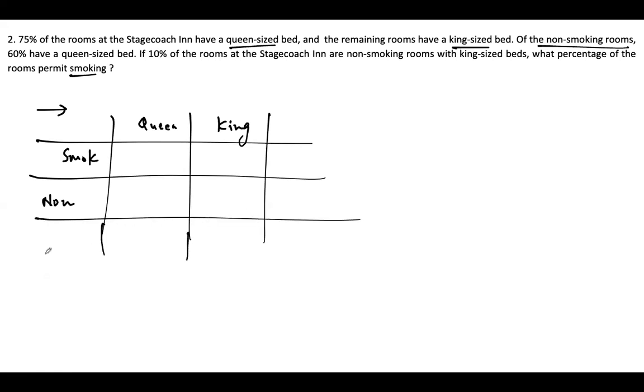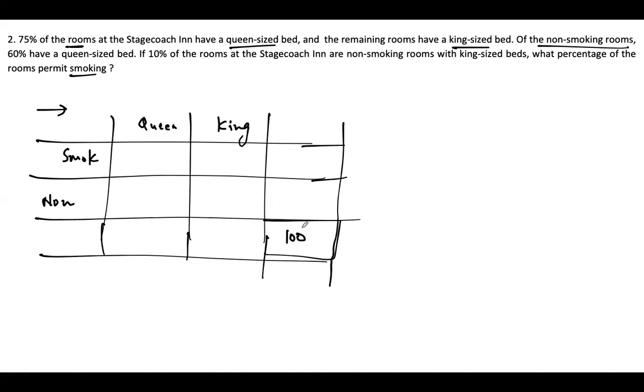75% of the rooms have queen size beds. Do you know the total number of rooms? We can assume it is 100, sir. You can assume it as 100, but going forward, if you get decimal values, then you may change this value, okay? Yes. So 75% have queen size beds, which means this value is 75. And the remaining rooms have king size beds, so this is 25. Very good.